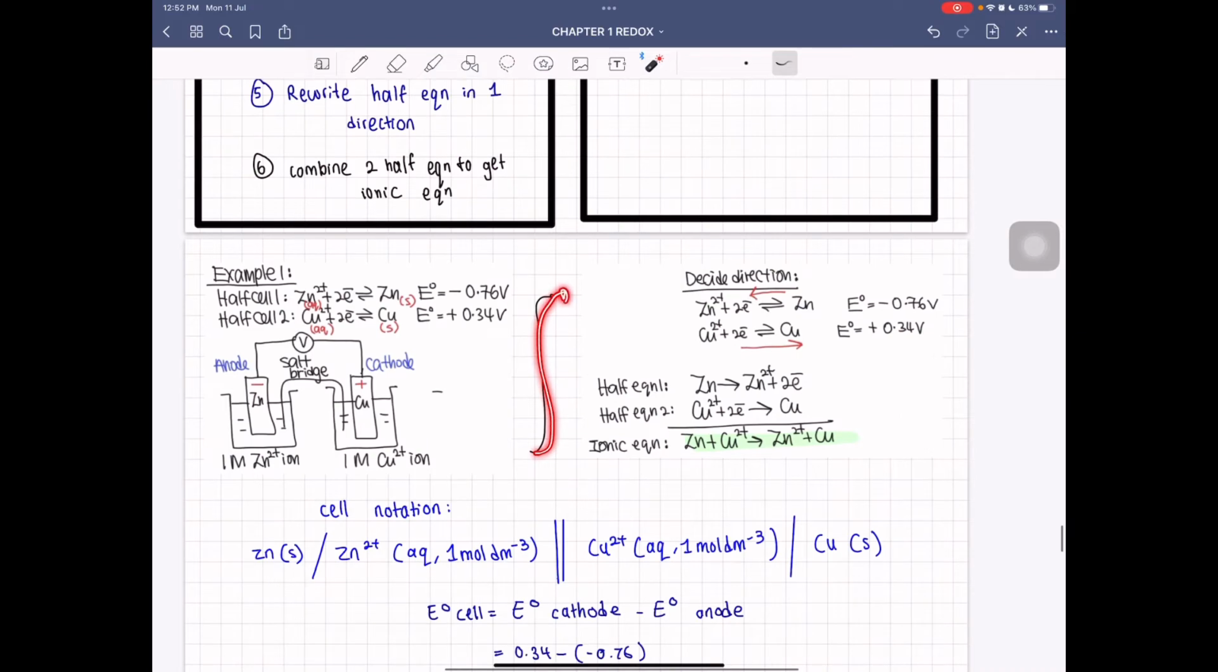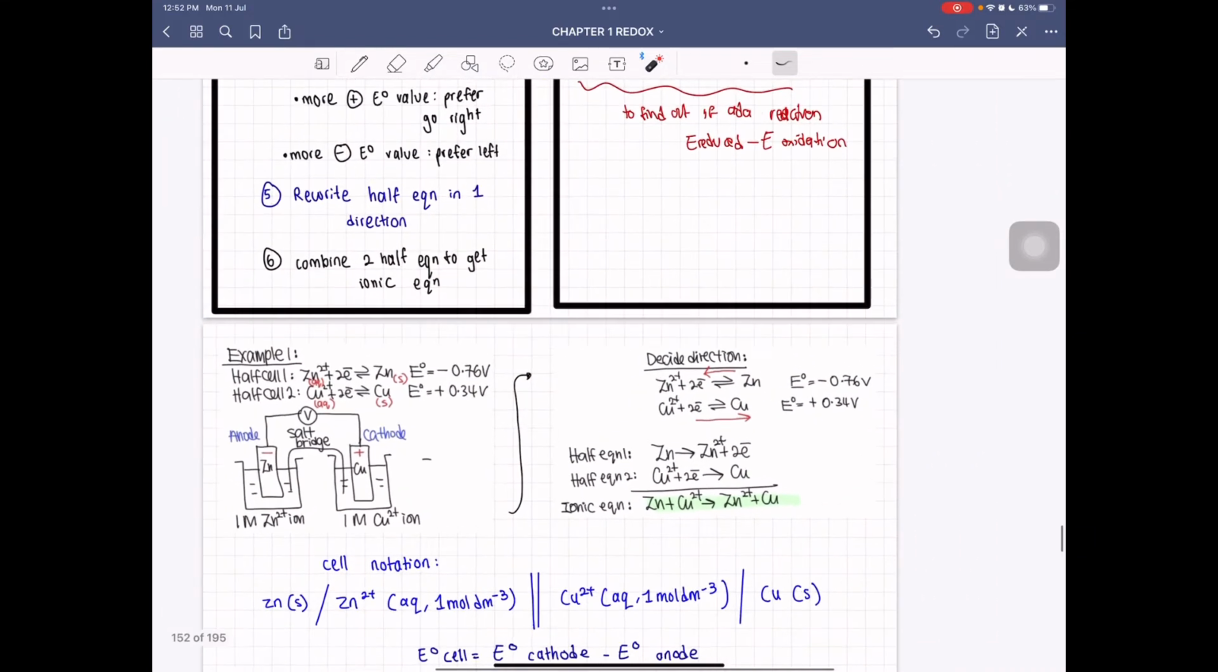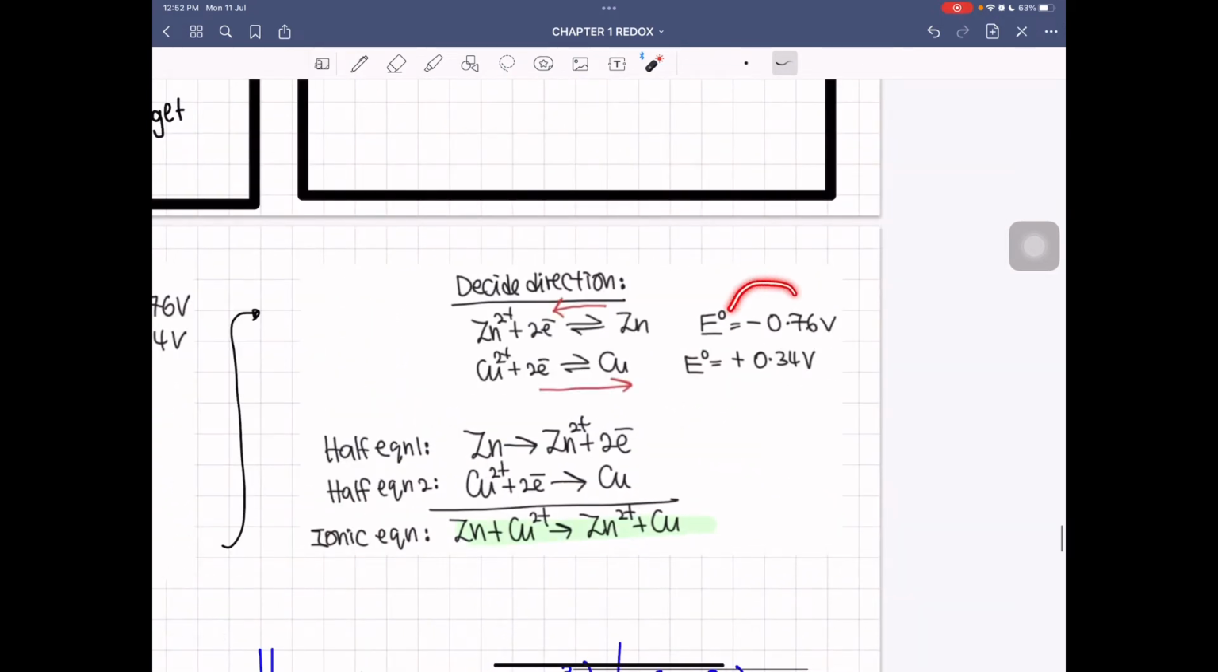Remember, one of the first steps is to decide the direction. Once you already have your half equation, you decide the direction first. This one is more negative than copper, so this one goes towards the left, and this one goes towards the right. So we can write it that way. Zinc, nampak tak kalau left?